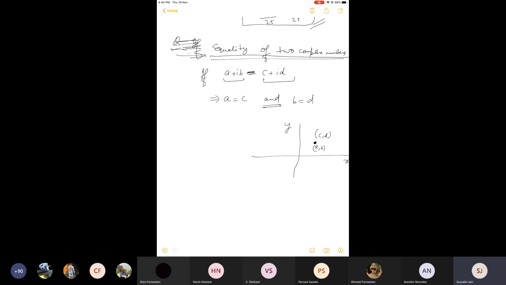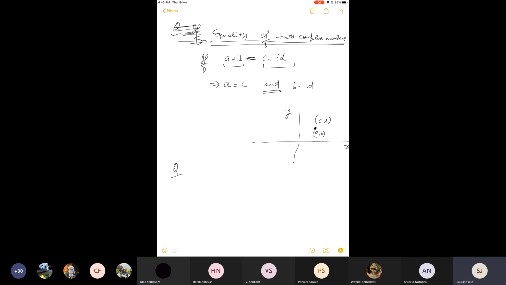So now let us take two examples. First question: if lambda square minus 25 plus 5 iota equals 0 plus minus lambda iota, suppose this is the equation, then find the real value of lambda. Tell me what will be the answer.